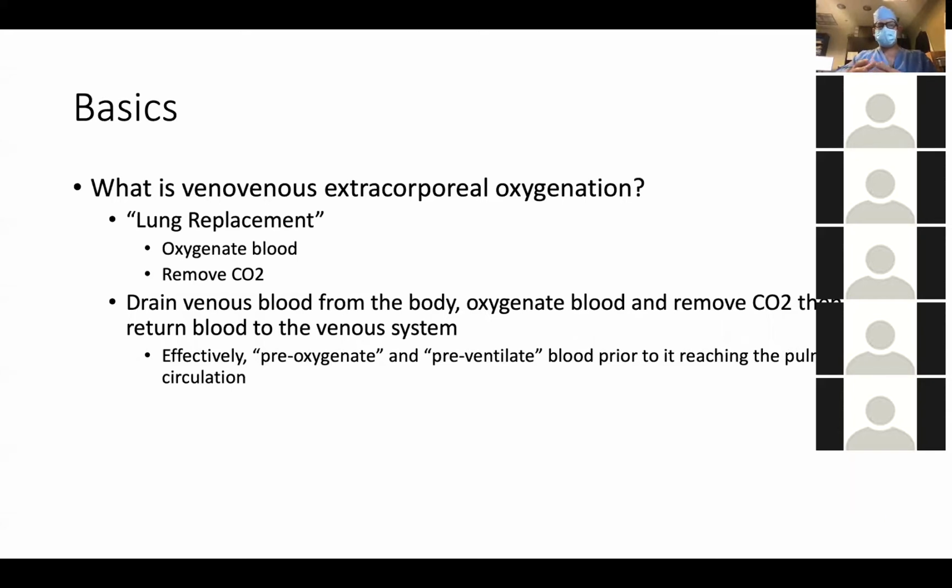The way it works is pretty straightforward. It drains blood from the venous system, oxygenates the blood, and removes CO2 to return it to the venous system. Effectively, you're going to pre-oxygenate, pre-ventilate the blood before it goes to the pulmonary circulation. So unlike a normal body where the pulmonary artery contains very deoxygenated blood, the blood's already oxygenated. Pulmonary arterial blood will look just like systemic arterial blood.